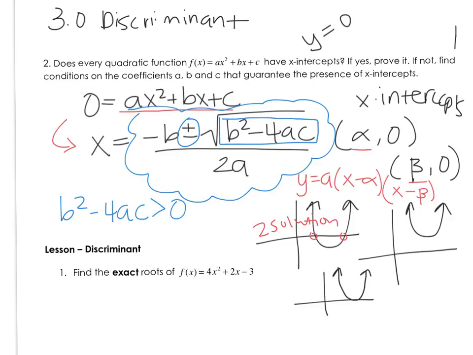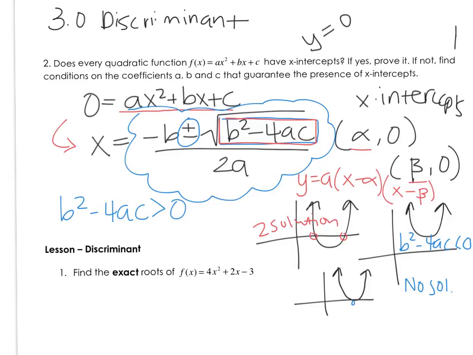To get no solutions, how would we get no solutions from our quadratic formula? You would have to have b squared minus 4ac be less than 0. It has to be a negative. So if I calculated this and I got a negative number for b squared minus 4ac, you can't have a negative square root. So it ends up with no solution.